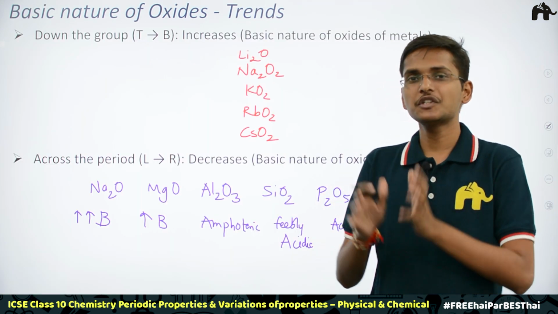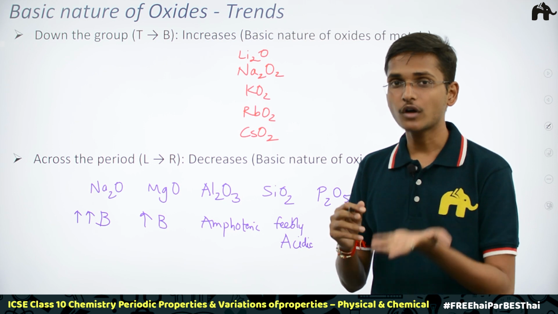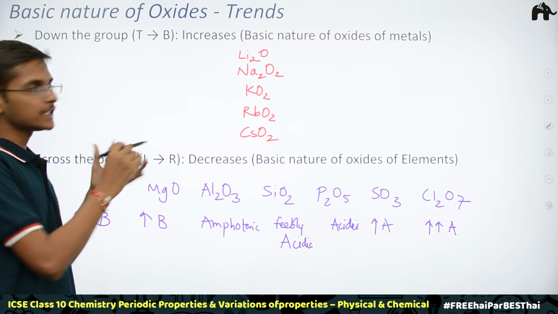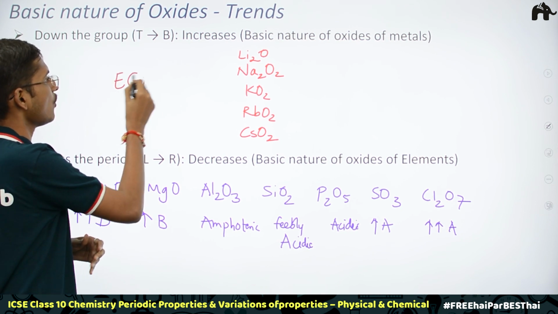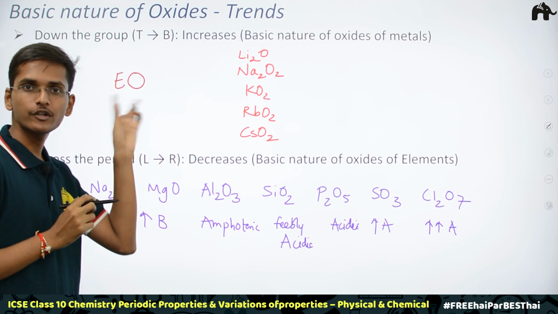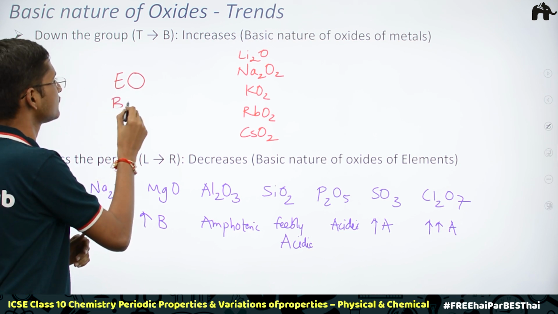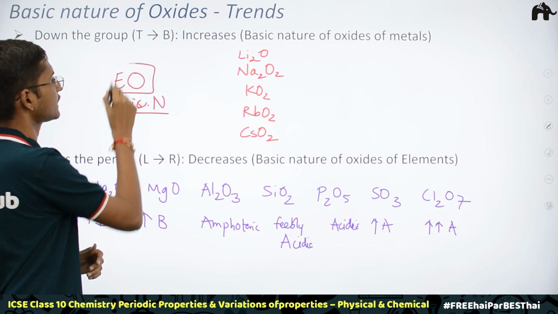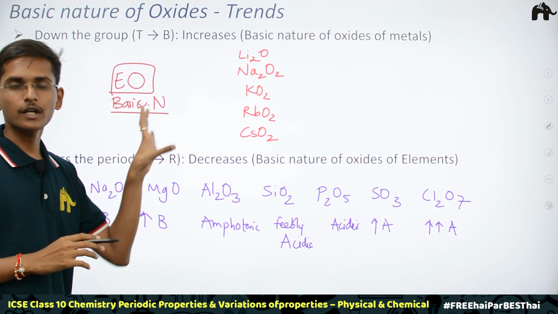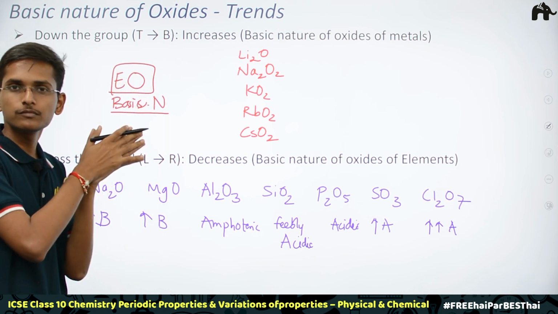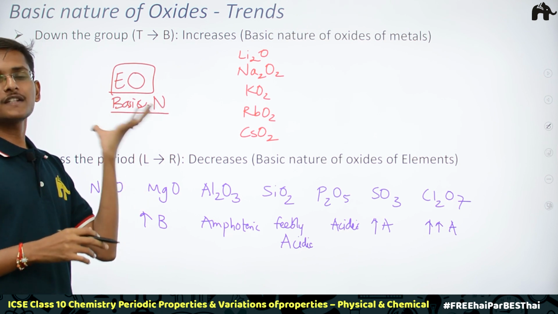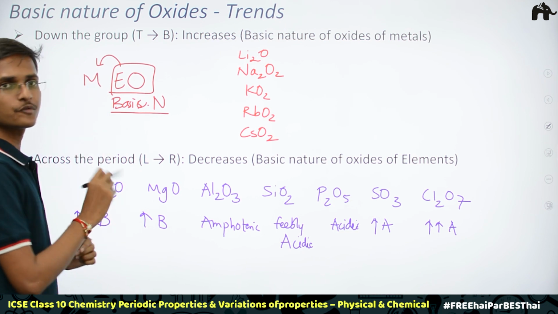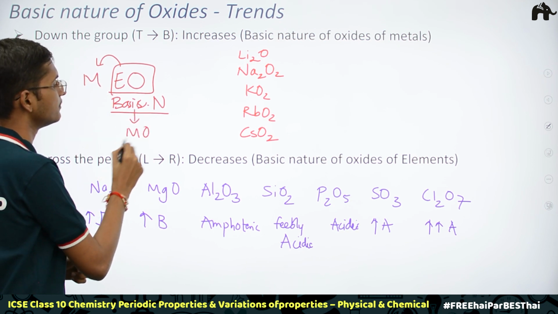Now let's see the trend of basic nature of oxides of elements. Suppose this is an element, and this is the oxide of the element. When it combines with oxygen, we call it an oxide, right? And we are talking about the basic nature of this oxide of the element. Now when we see the trend moving down the group from top to bottom, we are considering the basic nature of the oxide of a metal. Here our element is a metal.